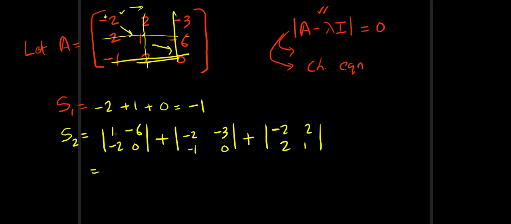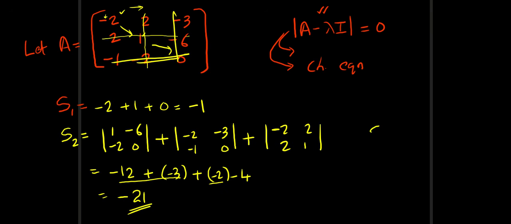And let's simplify. So 0 minus 12 plus 0 minus 3 plus minus 2 minus 4. Okay, so we are going to get minus 15 here and then 16, 17 and that will be minus 21. And now use a calculator.